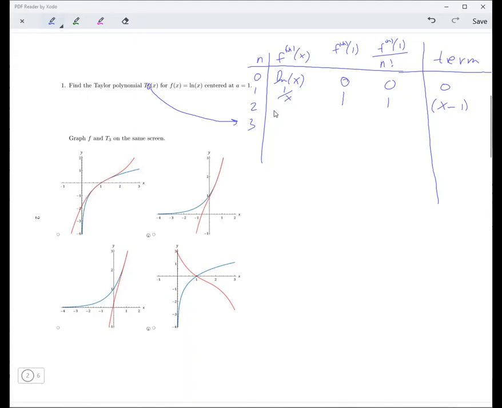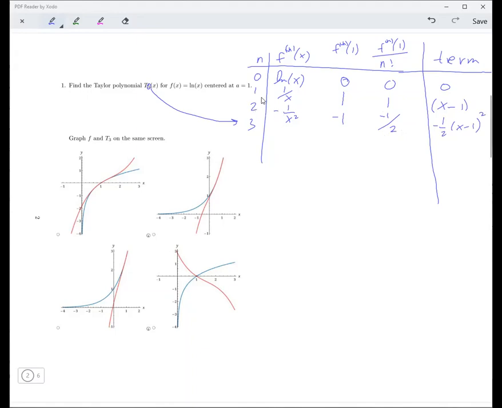The derivative of this would be negative 1 over x squared. If you put a 1 in here, you get negative 1. And over 2 factorial, that's going to be negative 1/2. And so this is negative 1/2 times (x minus 1) squared, because this n is 2.